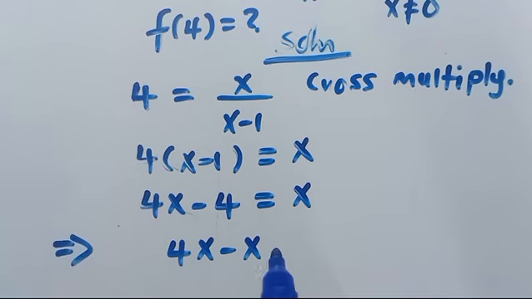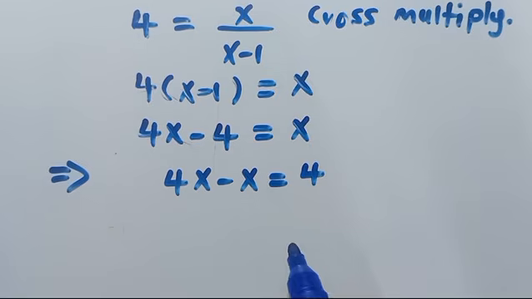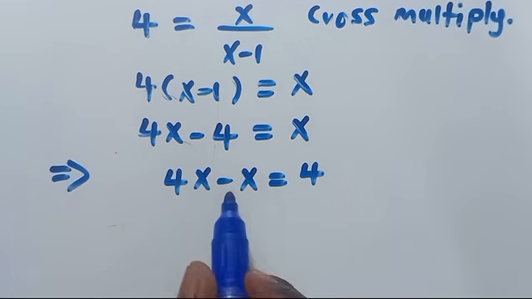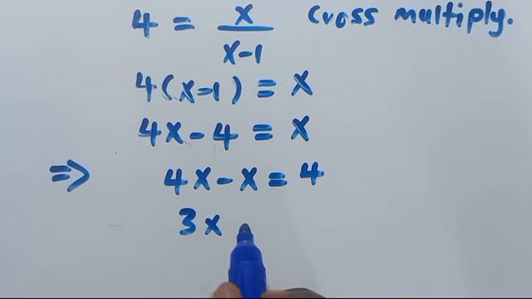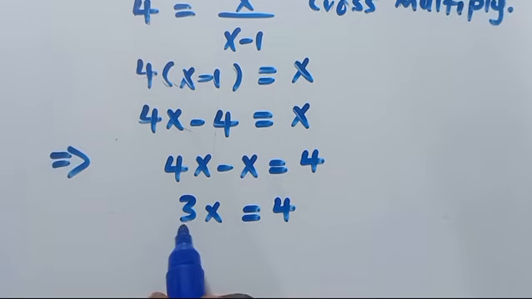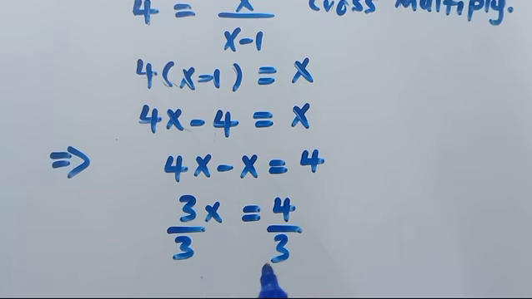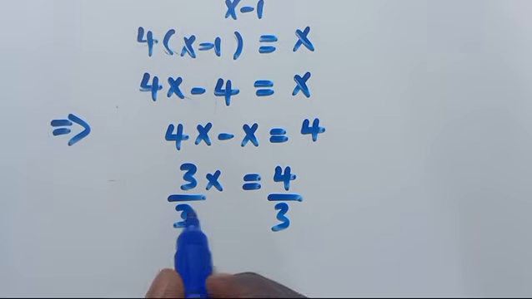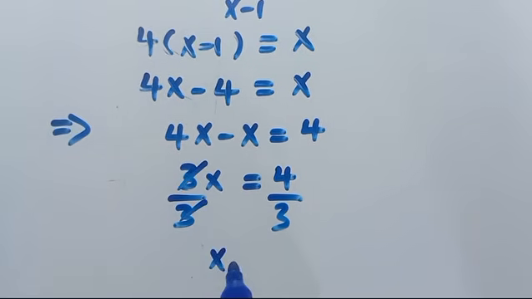So when we collect the like terms, we have 4x minus x equals 4. Then 4x minus x gives us 3x, and this equals 4. Dividing through by the coefficient of x, which is 3, this will cancel out this. We have x equals 4 over 3.